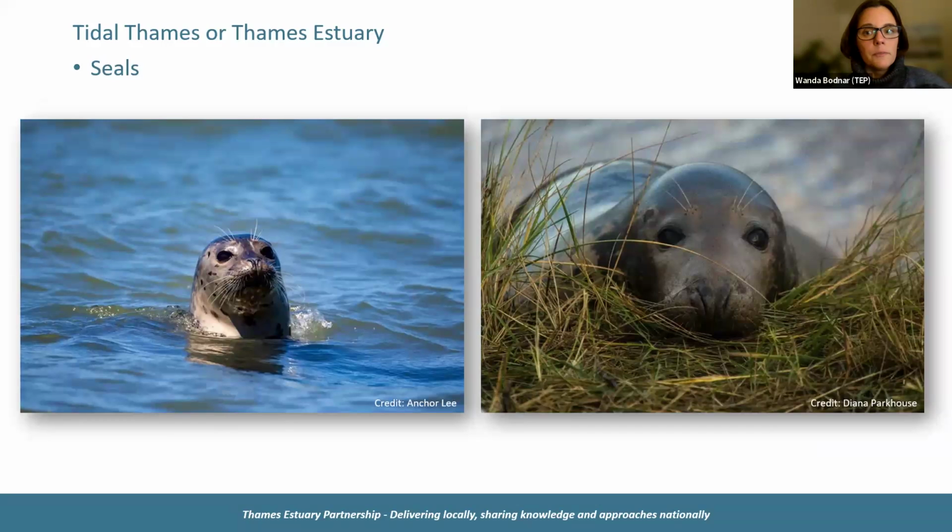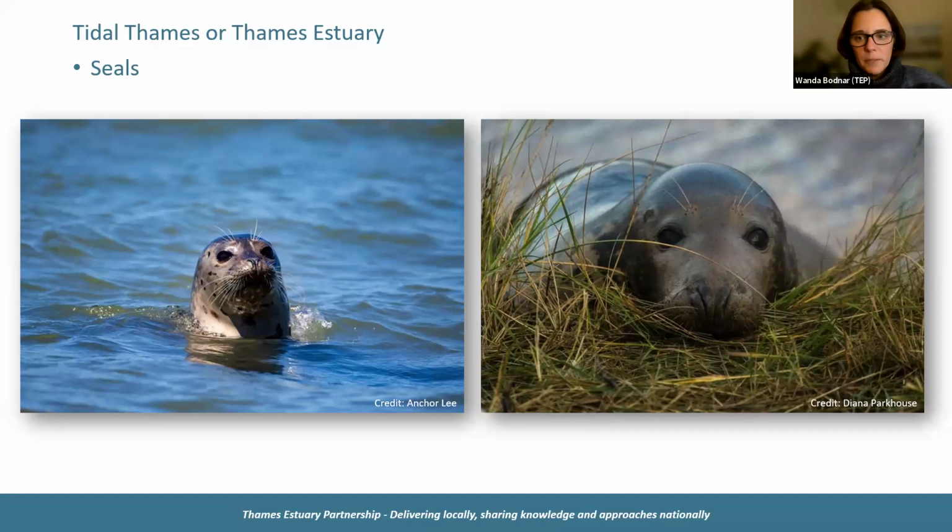There are also 2 species of seals in the Thames. The harbour seals and the grey seals can be distinguished based on the shape of their head and their body size. Harbour seals are smaller and their head and face is more cat-like, whilst grey seals are larger and their head and face is more dog-like.